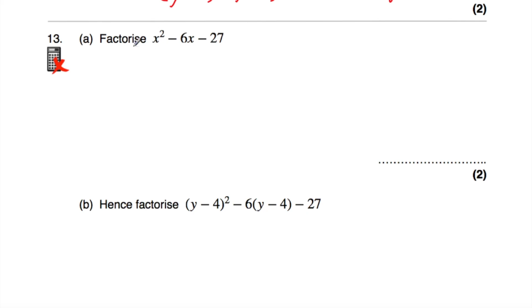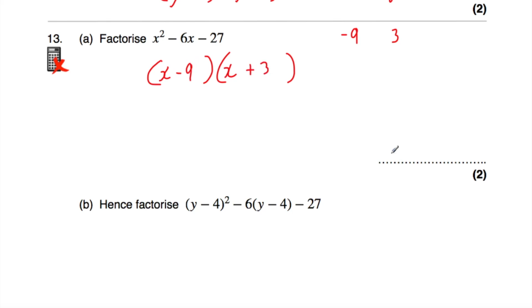Question number 13 says factorise x squared minus 6x minus 21. So we put our brackets down. We're going to put x's in the front of both brackets, and we're looking for two numbers that multiply together to be minus 27 and add together to be minus 6. So I'm thinking minus 9 and 3, because minus 9 times 3 is minus 27, and minus 9 plus 3 would be minus 6.